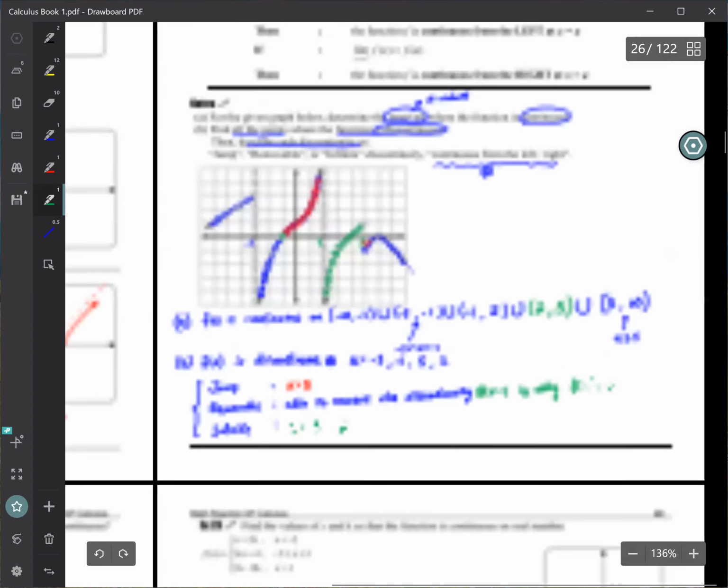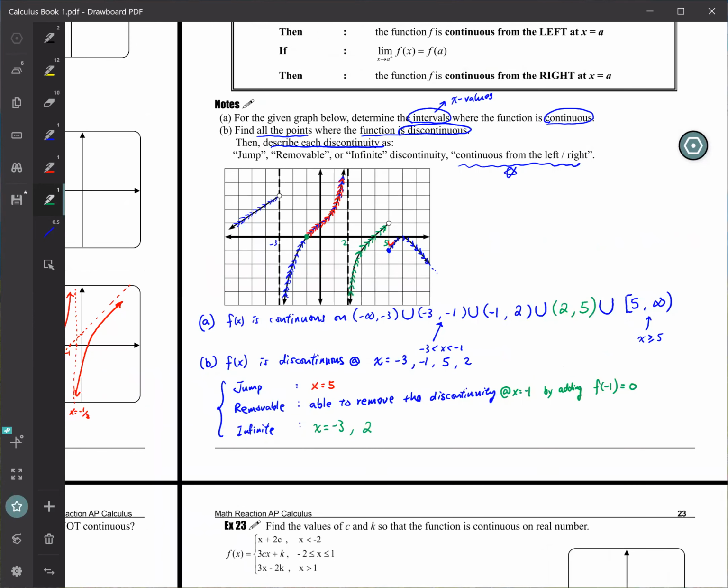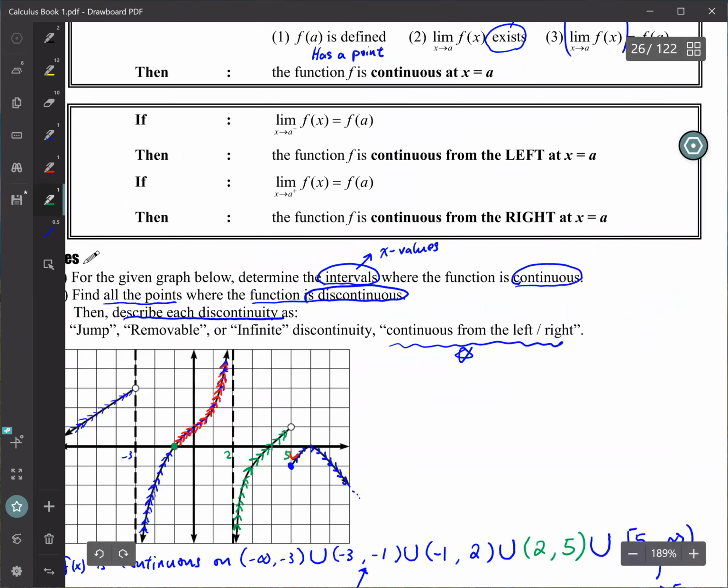So the last thing is talking about continuous from the left or continuous from the right side. We need to look at the second box, so go to the top. I need you to group these two together. If the left limit equals the point, then we say it's continuous from the left. Next, if the right limit equals the point, then it's called continuous from the right.